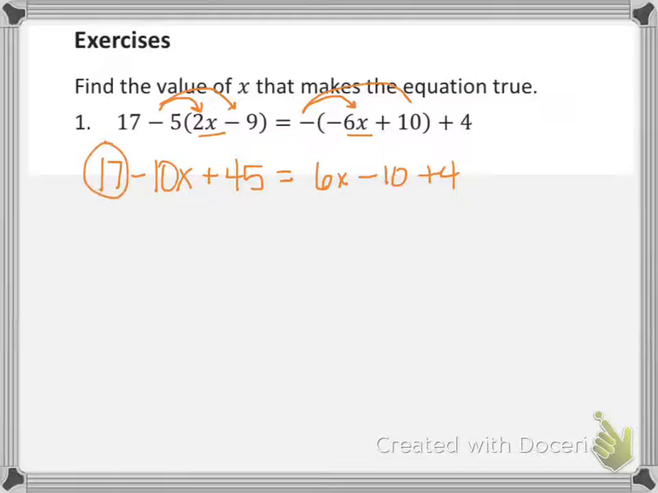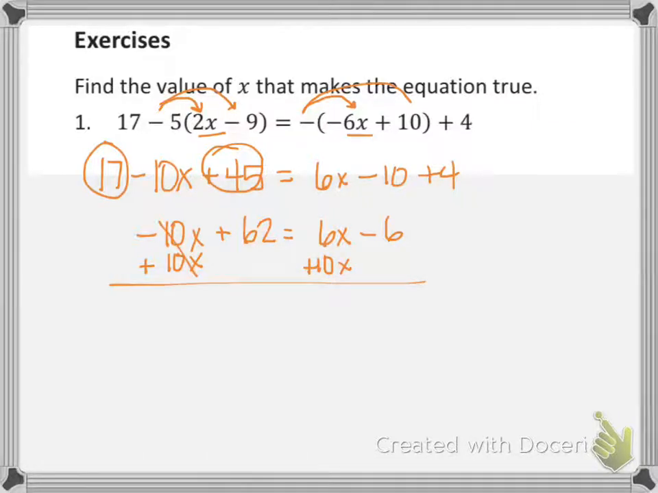I've got a positive 17 and a positive 45 I can put together. So I get negative 10x plus, let's see, that would be 62 is equal to 6x. Let's see, negative 10 and a positive 4 is a negative 6. So I've combined like terms again. Then I just need my variables on the same side. So I'm going to get rid of that negative 10x with a positive 10x. That way I get a positive x on the right side. So I get 62 is equal to 16x minus 6.